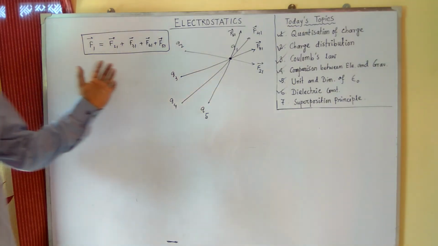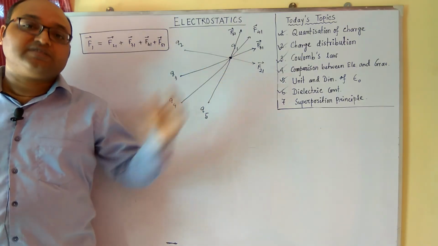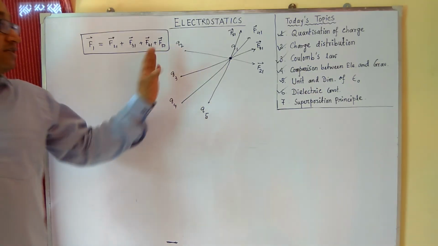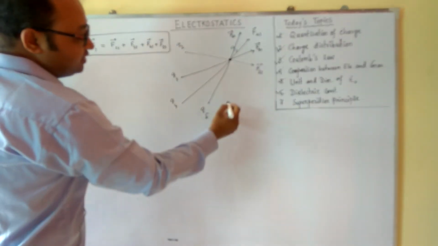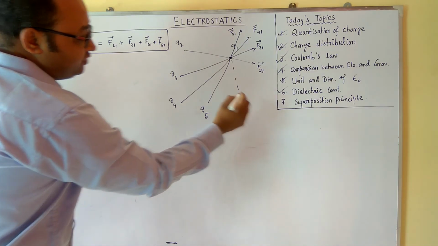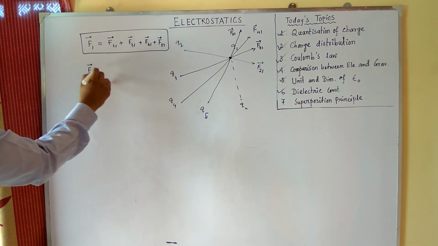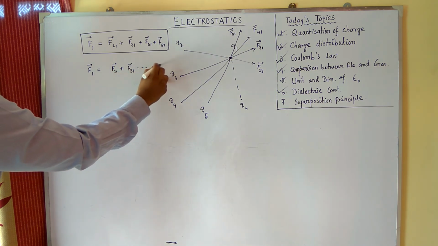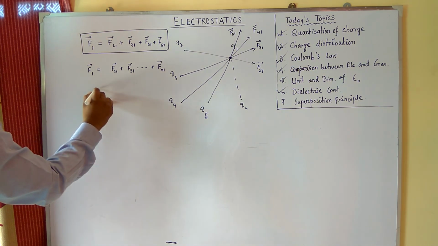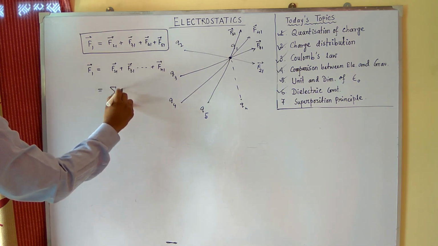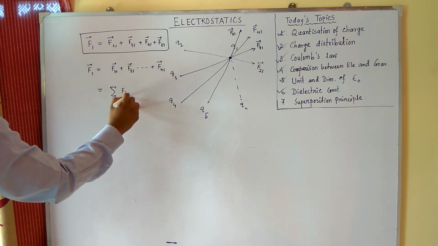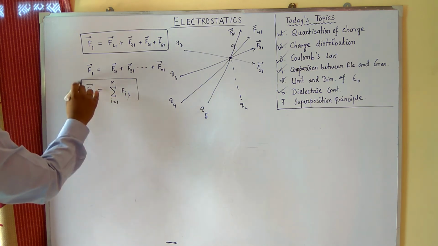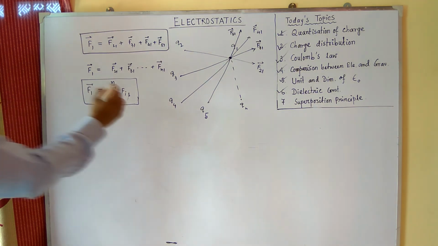So the superposition principle says the force acting on any charge is the vector sum of all the individual forces that act on the charge, which can be mathematically expressed as this. And if there are n number of charges, in that case it can be written as F21 plus F31 plus dot dot Fn1. So it can also be expressed as the sum over Fi1, where i extends from 1 to n. This is the net force on Q1 due to all the other charges. It is basically the superposition principle.